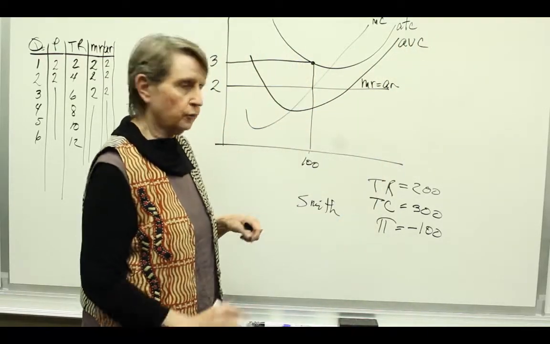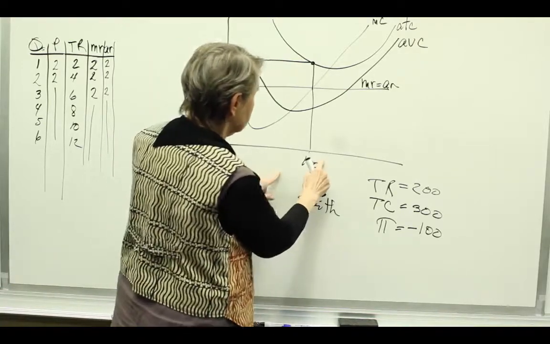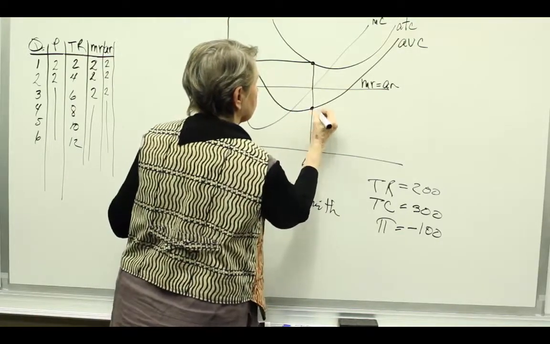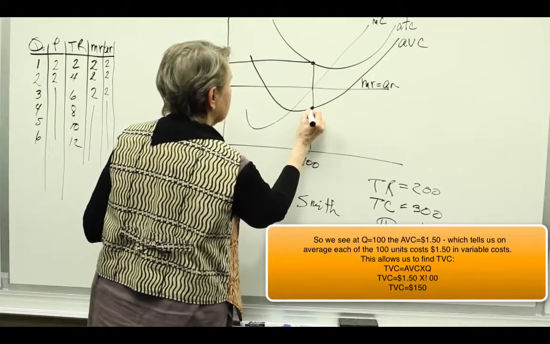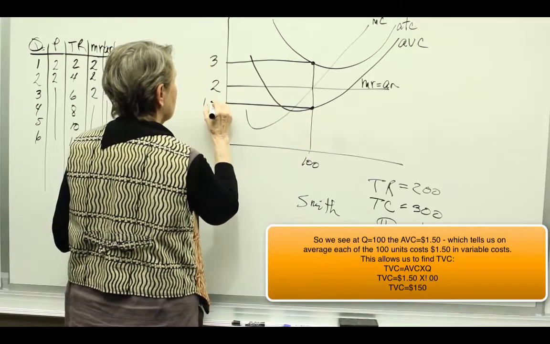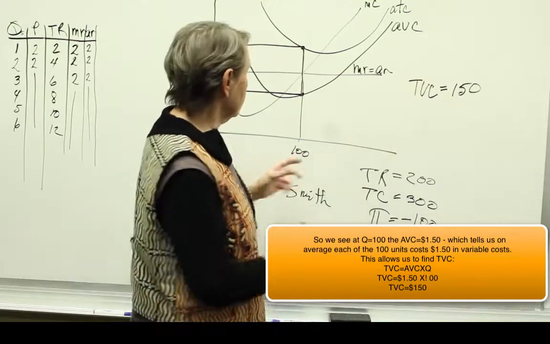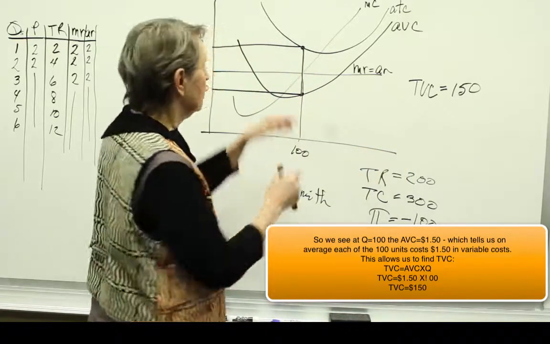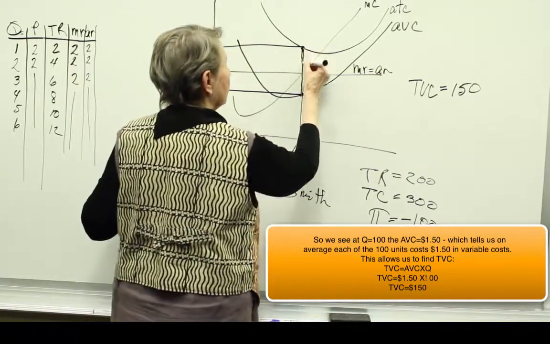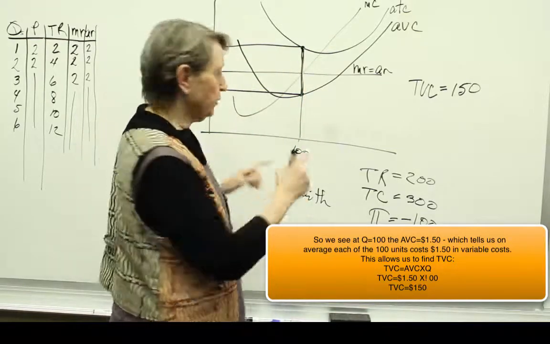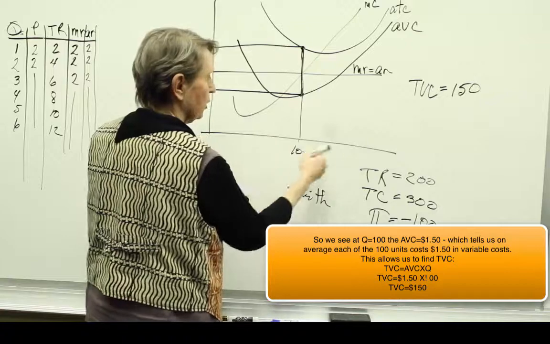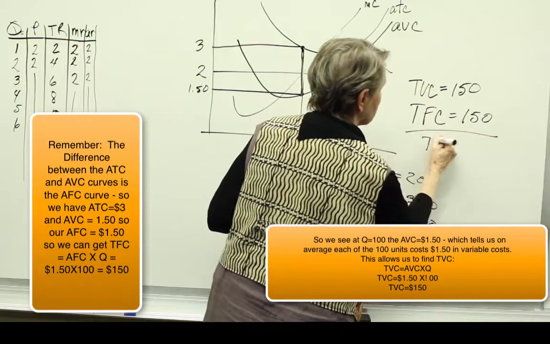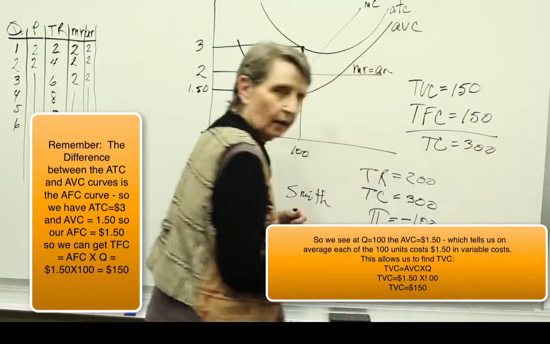There's my average variable cost curve. And what this means is when I produce 100 units, on average, the variable cost of each of those units is $1.50. So we can see our total variable costs at 100 units are $150. We can also see this is my average fixed cost, which is $1.50. So my total fixed costs would be this average times 100. So my total fixed costs are $150, which means total costs equal $300, which is what we know to be the case.